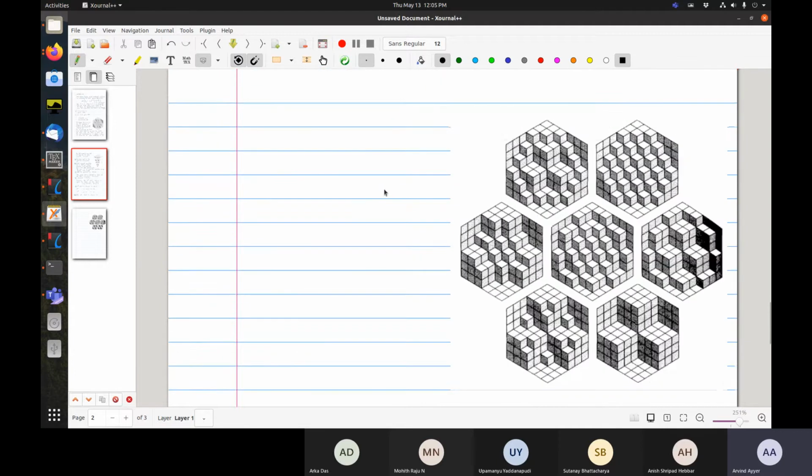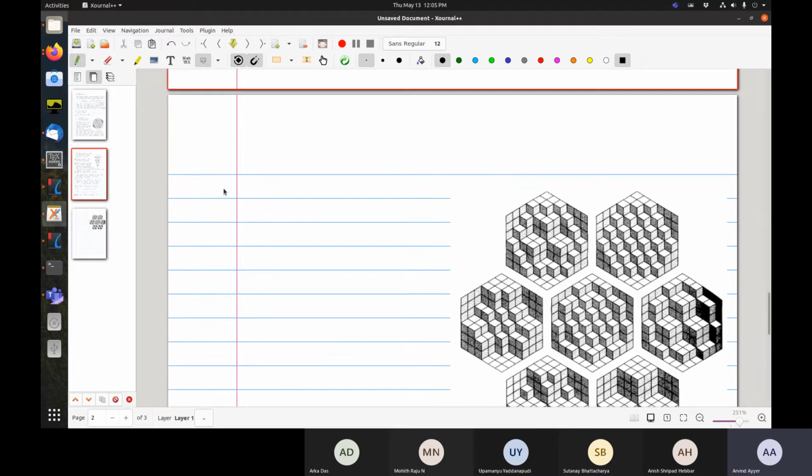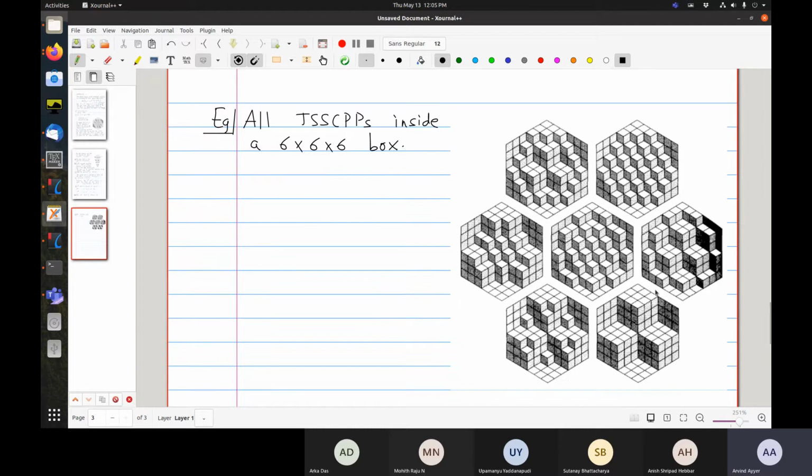Okay, so let's look at this example. These are all TSSCPPs inside a 6 by 6 box. There are 7 of them. That's the number of ASMs. You can see some are pretty simple, have virtually no structure, but others are quite rich.